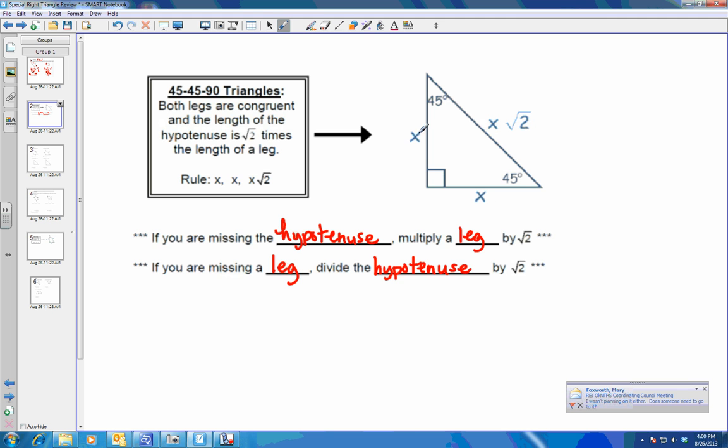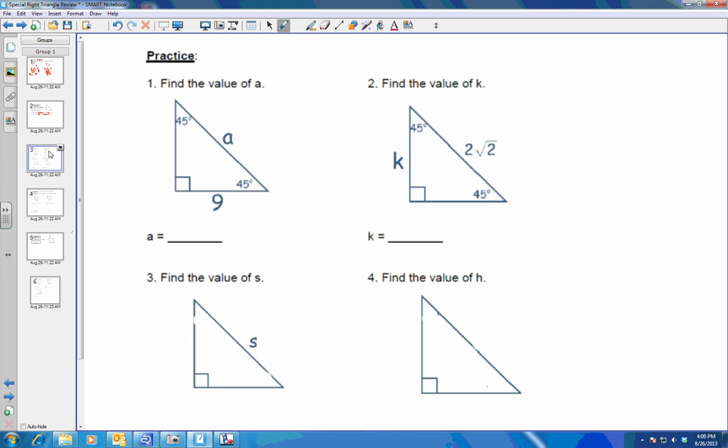Okay, so if we're given a leg, we know that the hypotenuse is just that leg times square root of 2. But if we're going backwards and they gave us the hypotenuse and we want a leg, we're going to divide by the square root of 2. Okay, so let's practice that. Let's find the value of a.